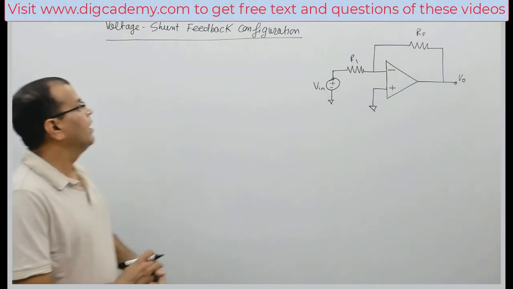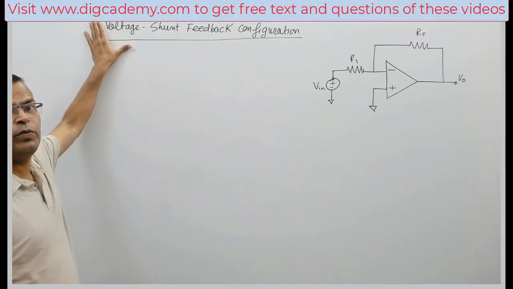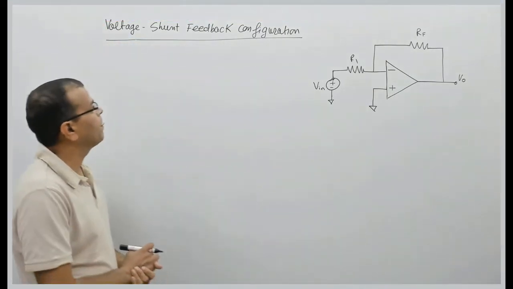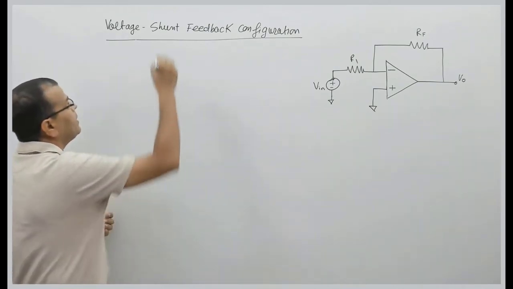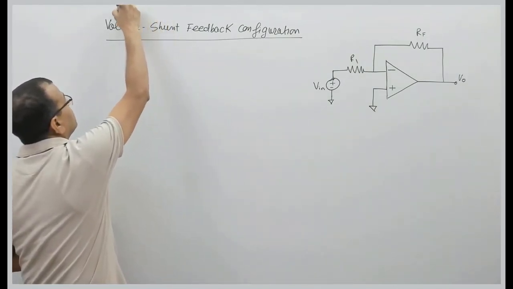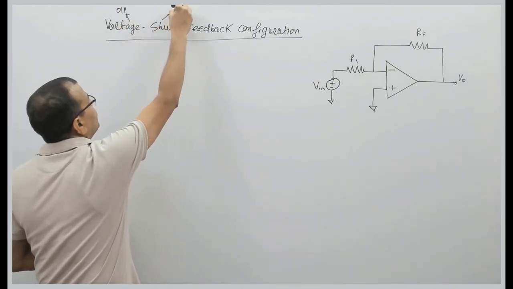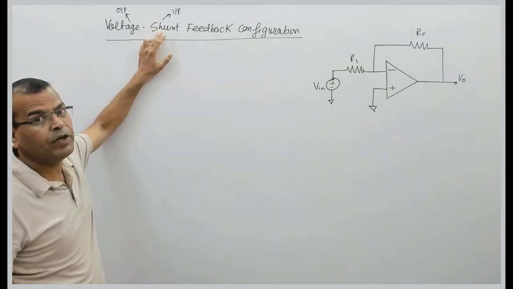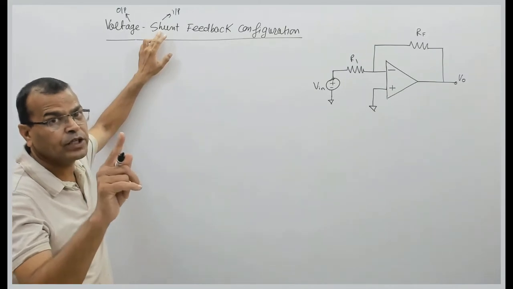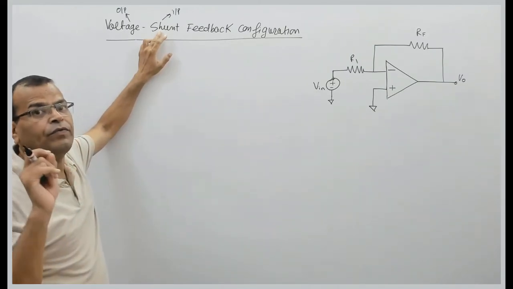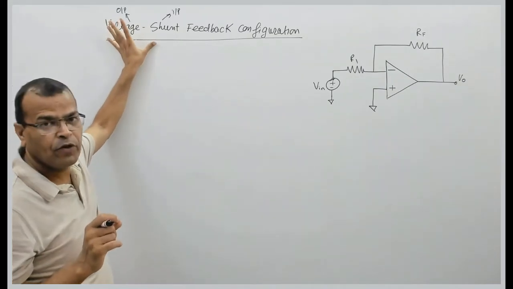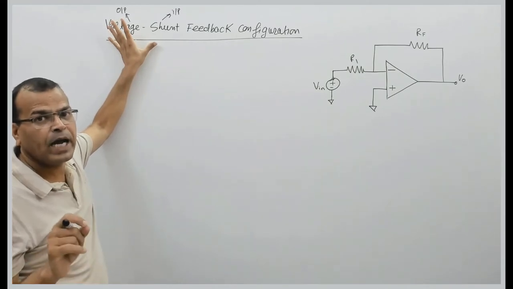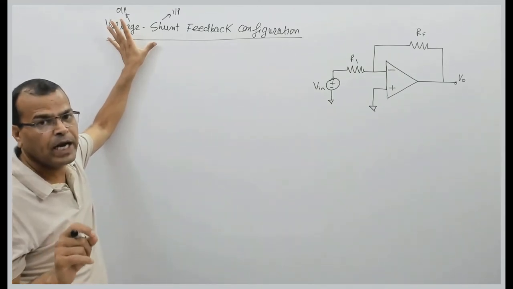Hello friends. Now the next topic in closed loop configurations of op-amp is voltage shunt feedback amplifier. Here I'll repeat it again. The first word is output and second word is input. Remember, when you have shunt on input side, that stands for current, and when you have shunt on output side, that stands for voltage. You can refer to feedback amplifiers for this type of nomenclature. I have explained this in great detail in feedback amplifiers, so you can see my videos on feedback amplifiers.